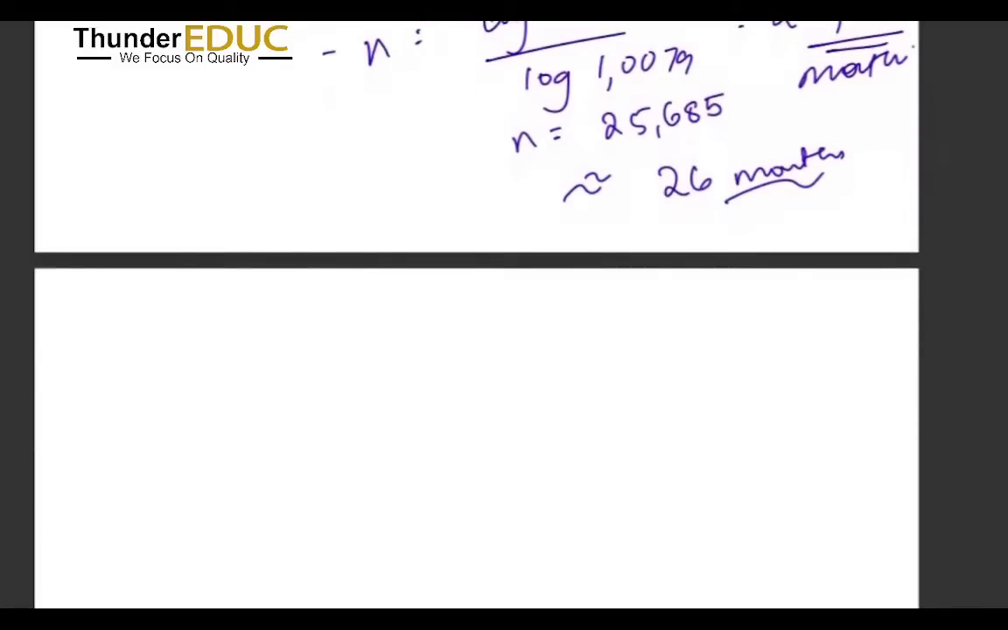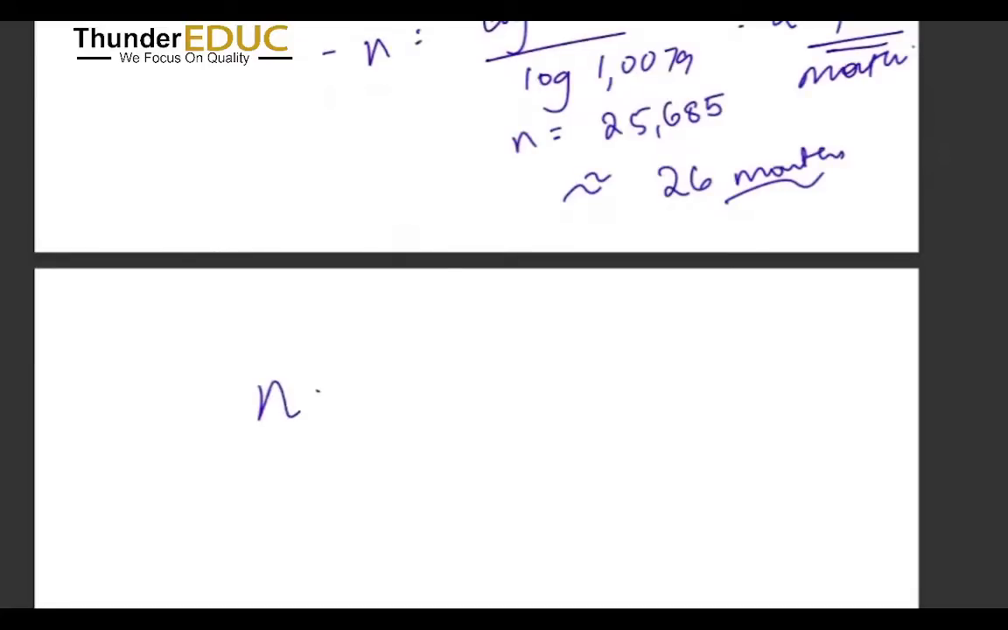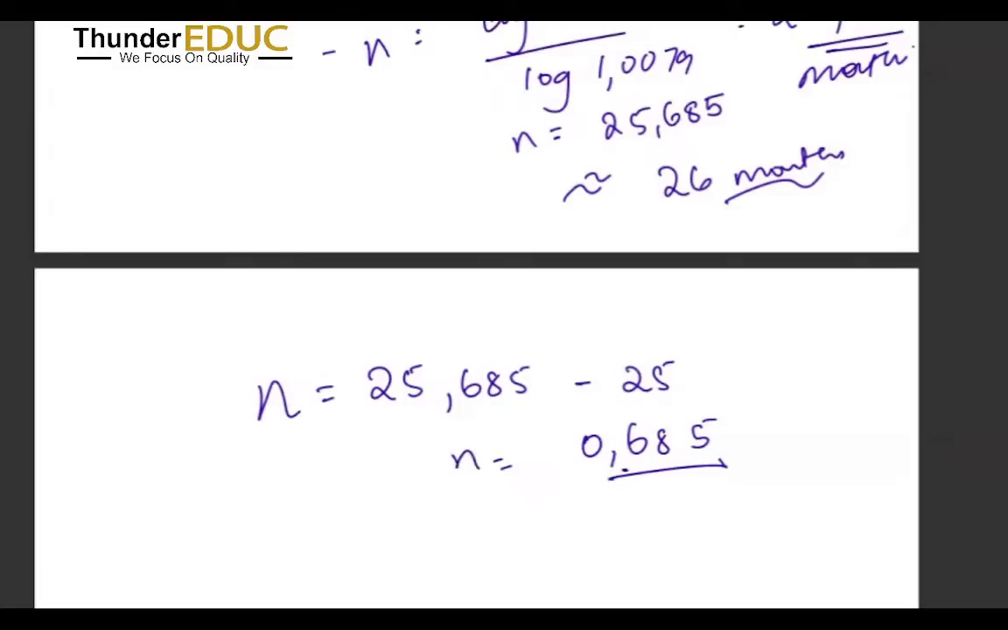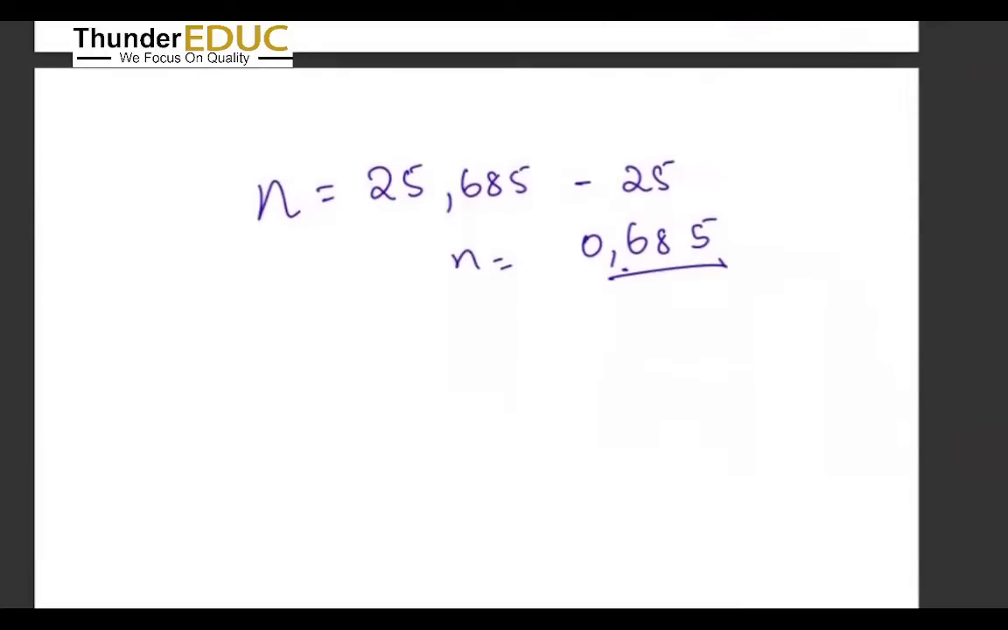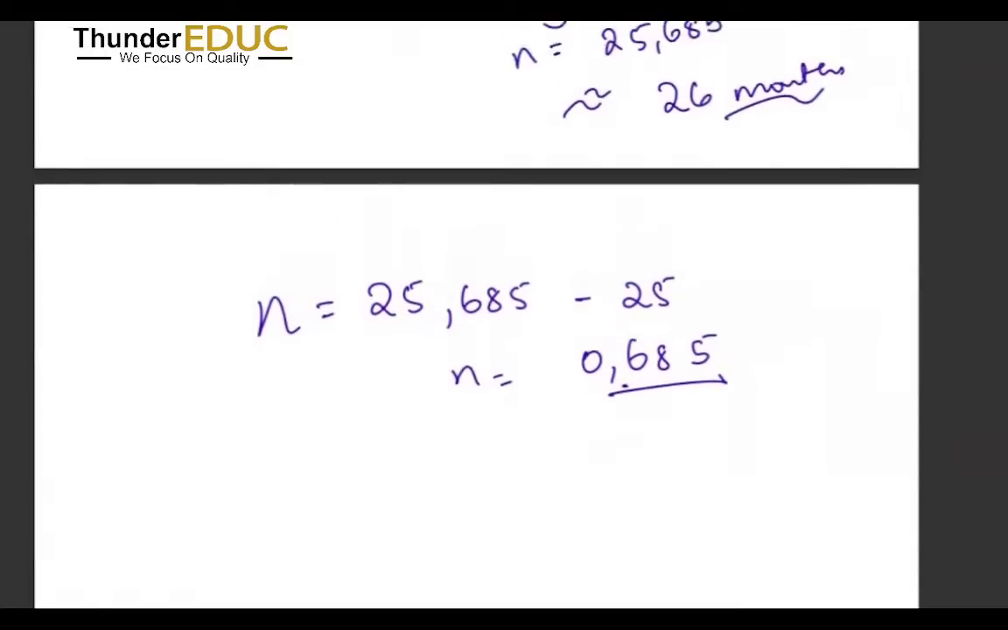All right. Then the next question, they want us to calculate the balance of the loan immediately after the 25th payment. So what this means is that if I have 25.685, we subtract the 25 payments, we shall have 0.685 of a payment. So this is going to be our n in the present value formula. So let's look for the present value.